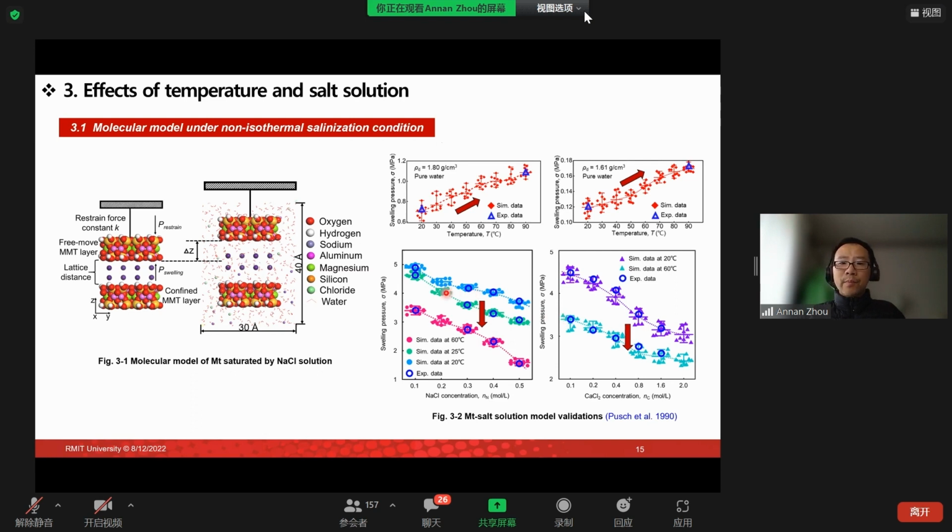At the same temperature, we can see here we have three temperatures, the swelling pressure decreases along with the increase of the salt concentration. At the same salt concentration, the swelling pressure decreases with the increase of the temperature. This observation is different from that in the pure water condition. So we would like to know what is the mechanism leading to this difference.